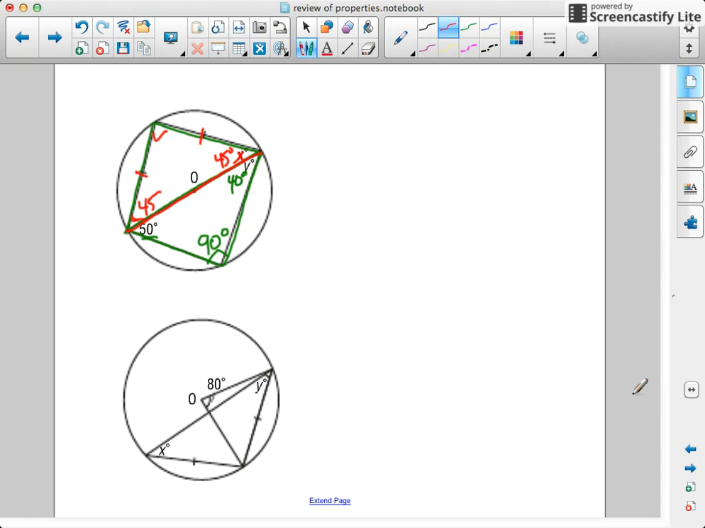Okay, down here, I have 80 degrees as my central angle. Going back to my first property, that means x would have to be half of that, which is 40 degrees because they both subtend this arc. Okay, if that's 40 degrees, this is an isosceles triangle. That means y would also have to be 40 degrees.